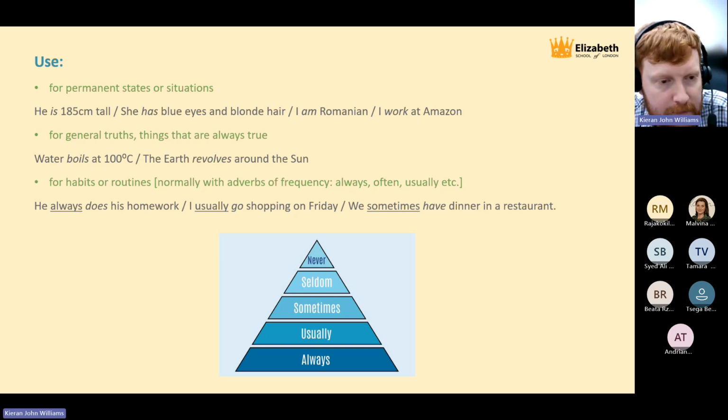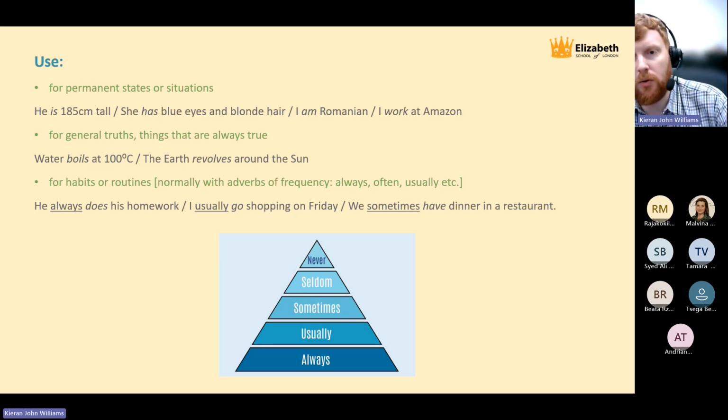And if something is a habit or a routine, then we normally use present simple. If you have the word always, often, usually, sometimes, then you are going to use present simple. So he always does his homework. I usually go shopping, or we sometimes have dinner.